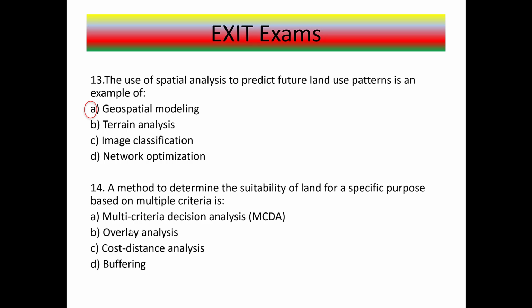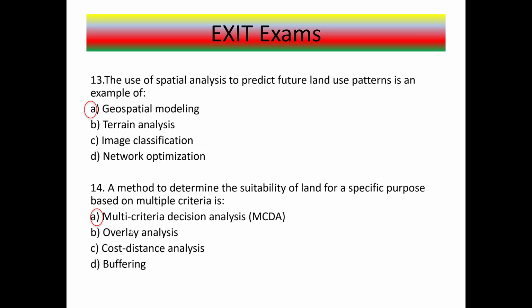Okay, great. Question 14. A method to determine suitability of land for a specific purpose based on multiple criteria is A, multi-criteria decision analysis, MCDA, B, overlay analysis, C, cost distance analysis, D, buffering. So the answer is multi-criteria decision analysis.